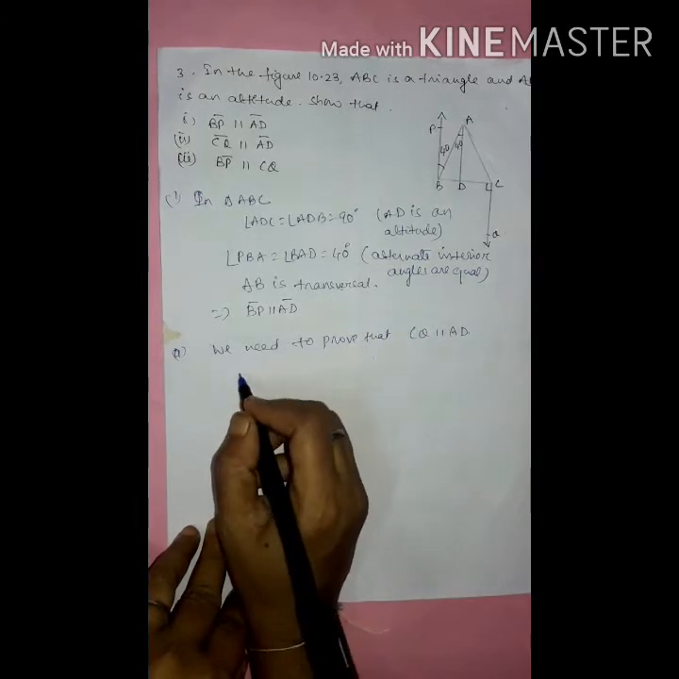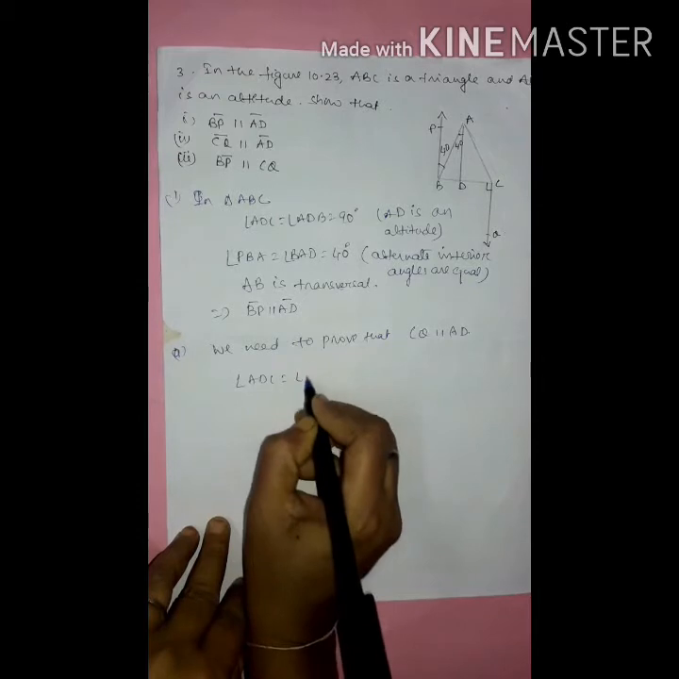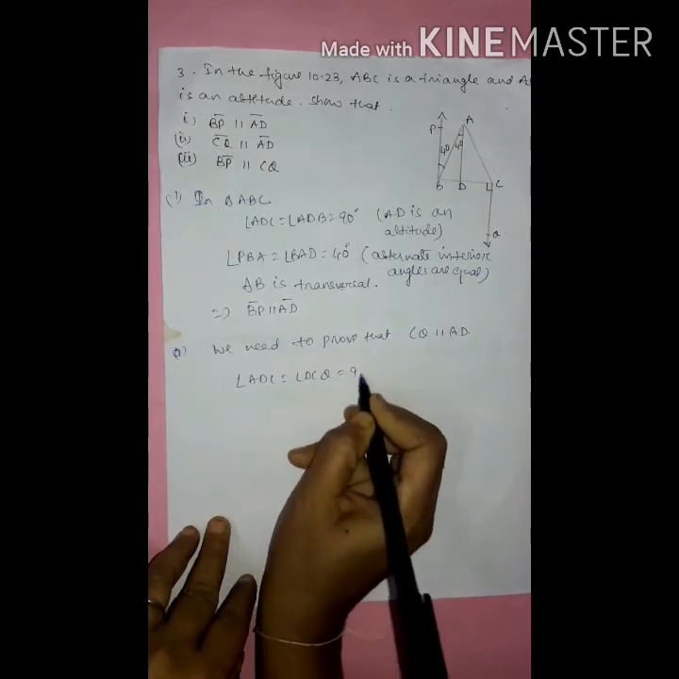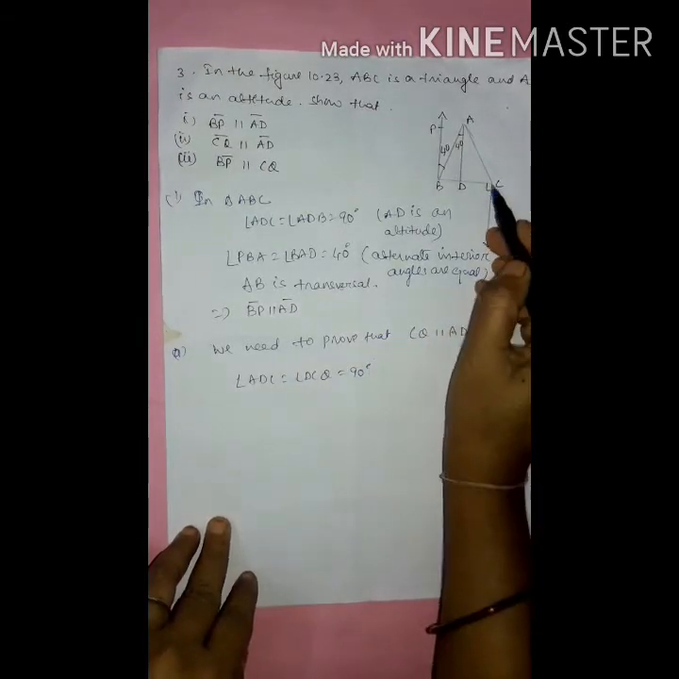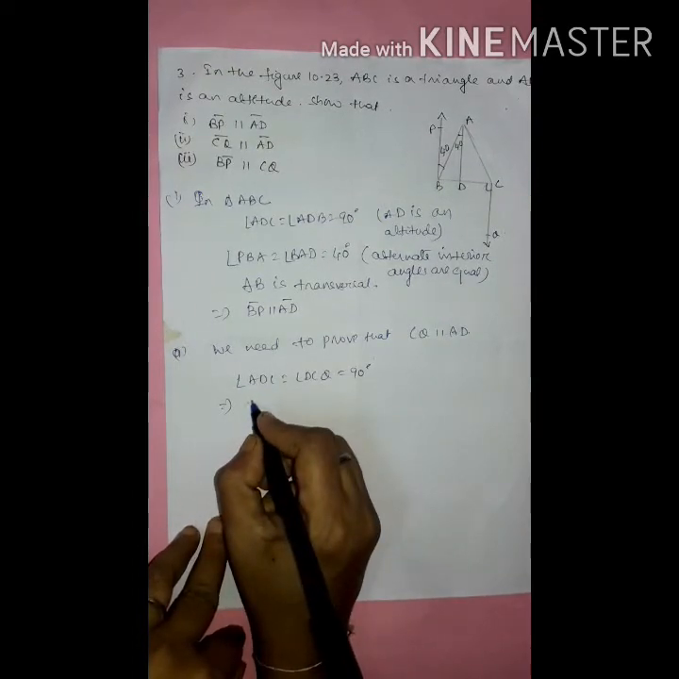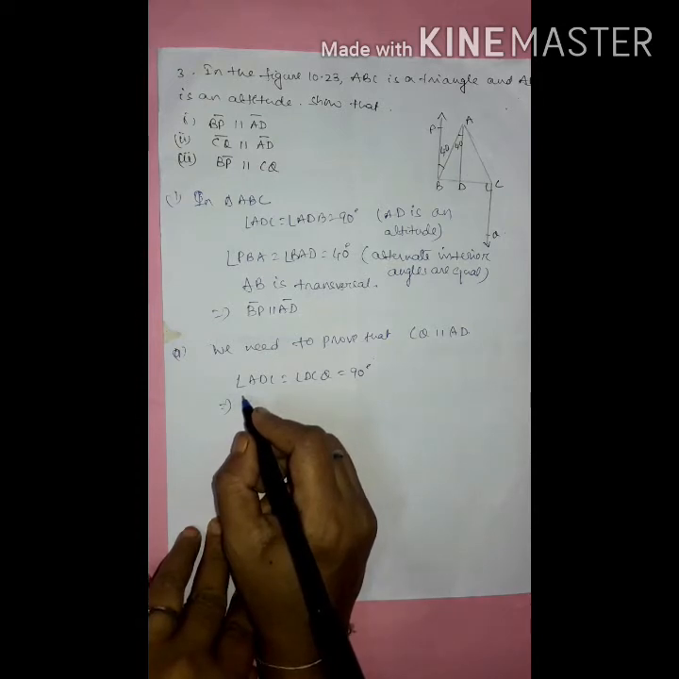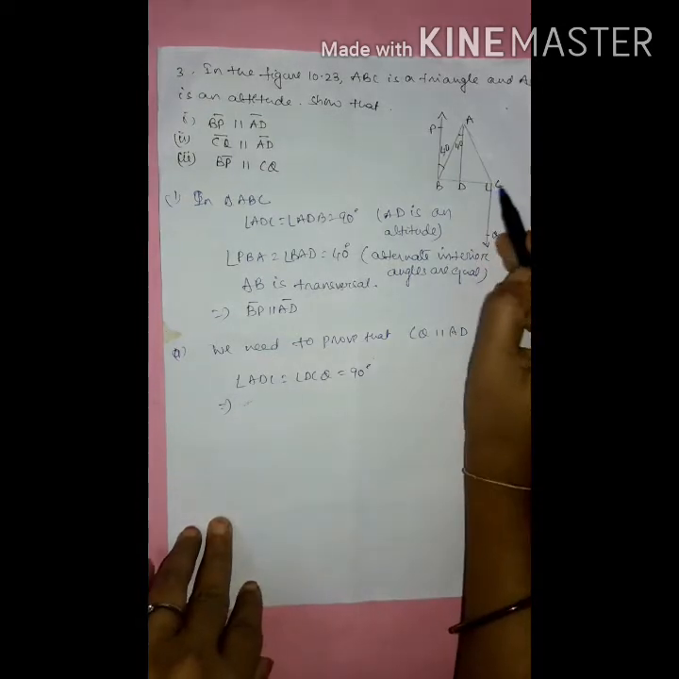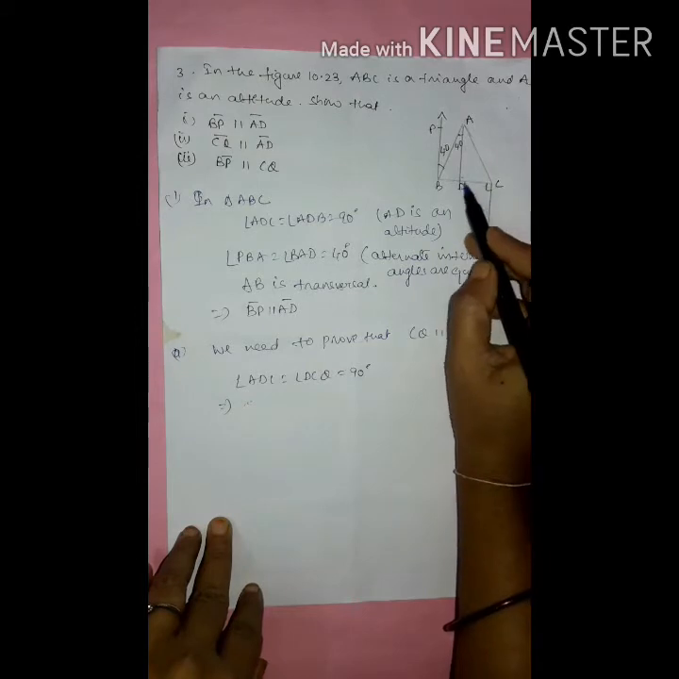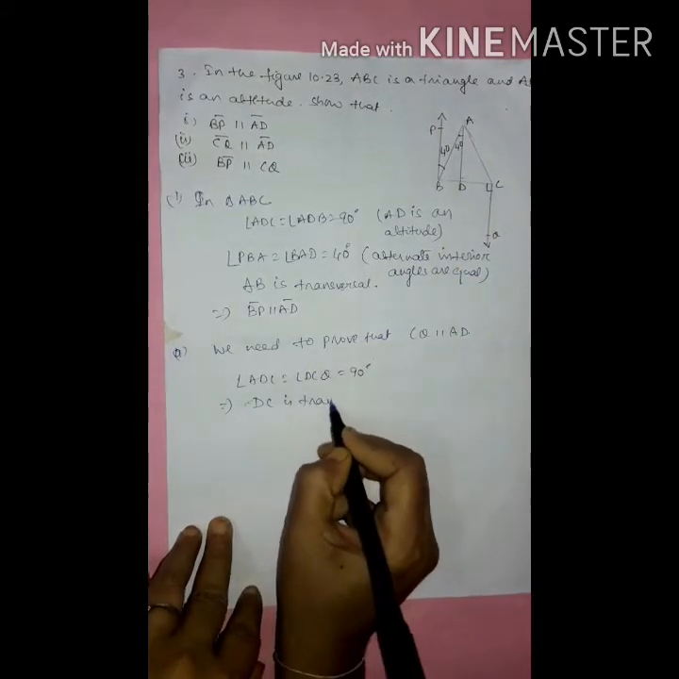Here CQ is parallel to AD. Angle ADC is equal to angle DCQ, that is 90 degrees, as given. This implies AC is the transversal. Now this is 90 degrees, this is 90. DC is the transversal.